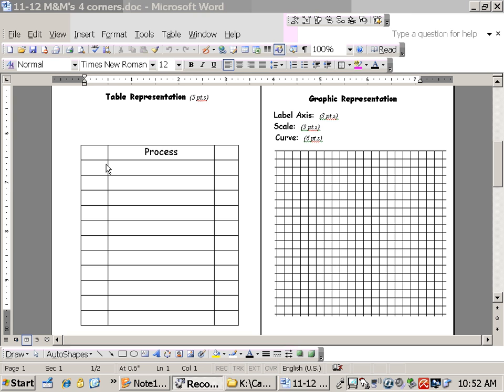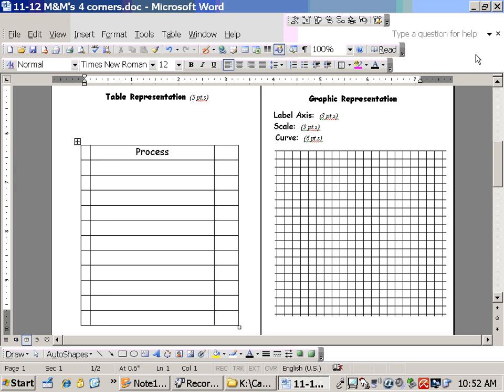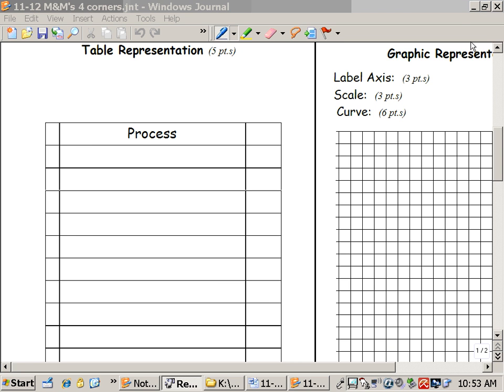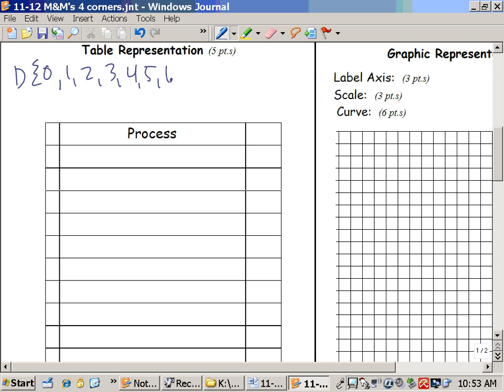For the domain, it's all of your numbers that are listed right here, right? So your domain would be my x values, right? Do you have little squigglies around it? Mine stopped after the 10th M&M, so I would go 0, 1, 2, 3, 4, 5, 6, 7, 8, 9, 10. Now, this is the domain of your table. These are not all real numbers.